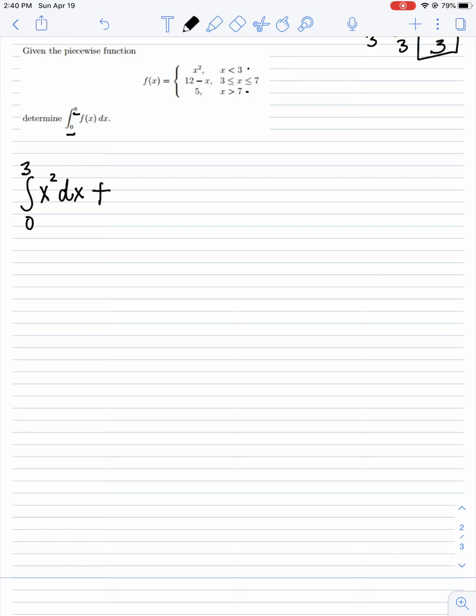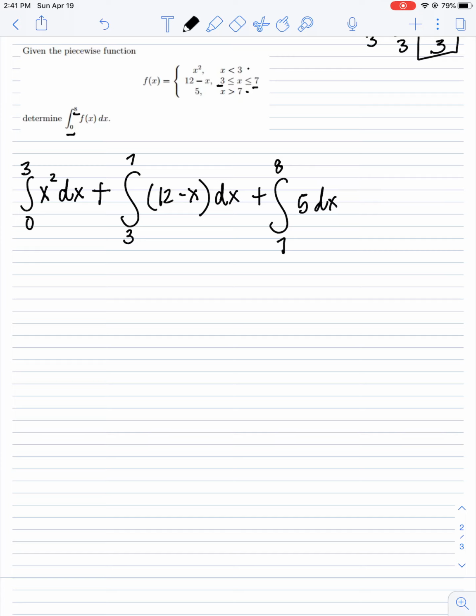We're going to add. We're going to find the next integral. Well, the next integral says we can go from 3 to 7. So that's exactly where we're going to go, from 3 to 7. And that's going to be 12 minus x, again, with respect to x. And then the last integral, we're going to go from 7. And where the heck are we going to stop? Well, the problem tells us to stop at 8. So we're going to stop at 8. And that's just going to be 5 with respect to x.